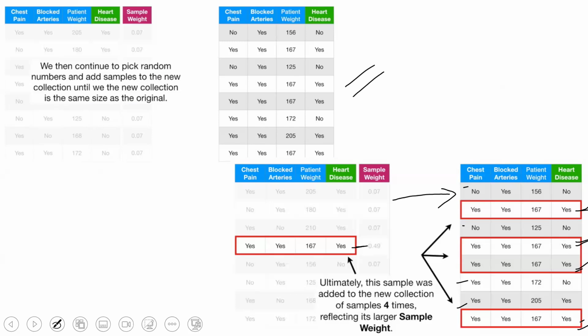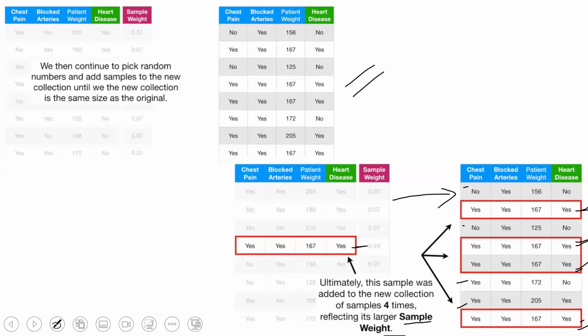The larger weight means the range of that particular record in the sample weights distribution is higher. So the probability of a randomly picked number falling in that range will be higher. So you will see that record coming up multiple times in the newly constructed data set. Okay. So that is how you're emphasizing the importance of that particular record.